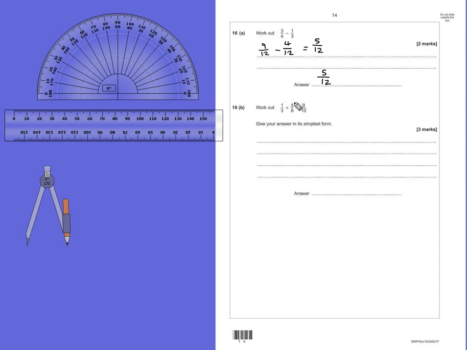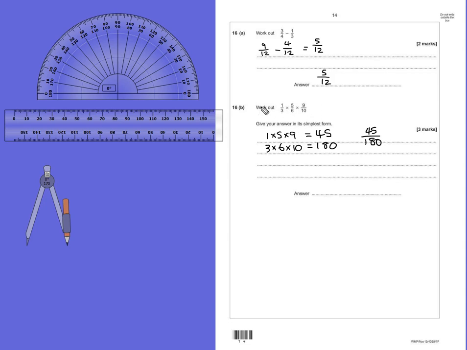So 1 times 5 is 5, 5 times 9 is 45. So 1 times 5 times 9 equals 45. 3 multiplied by 6 multiplied by 10. 3 multiplied by 6 is 18, multiplied by 10 is 180. So this would give us a fraction of 45 over 180. But it wants us to give it in its simplest form.